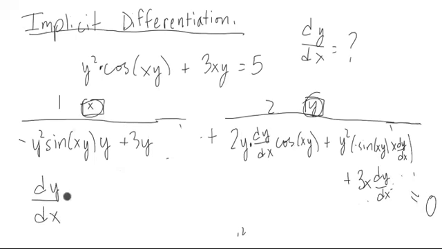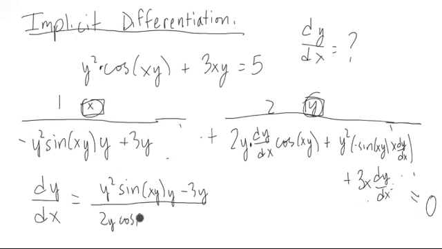We can actually read it off from this line. dy dx is then equal to, we subtract this part over, so just make it negative or reverse the sign: y squared sine of xy, y minus 3y, and then divide by dy dx factored out of all of that. So just 2y cosine xy. Then we have minus, and then we have a y squared x, so we could just do x y squared sine of xy. And then we have a plus 3x.